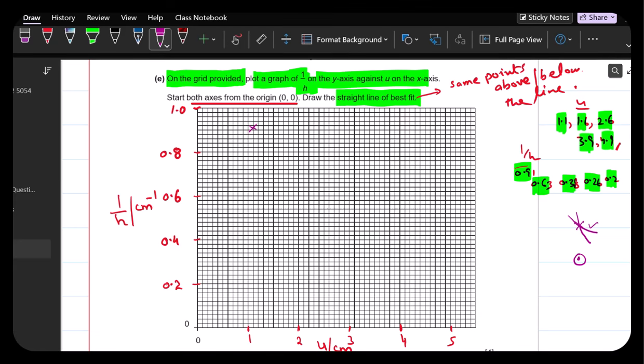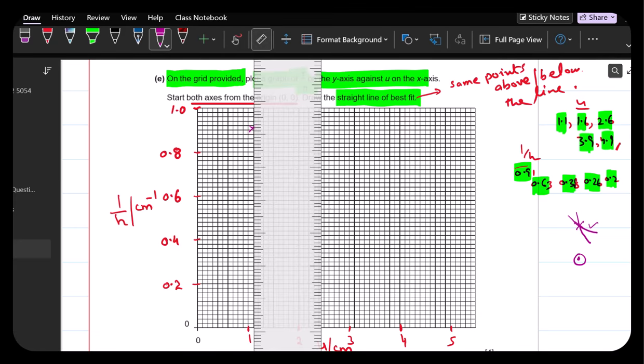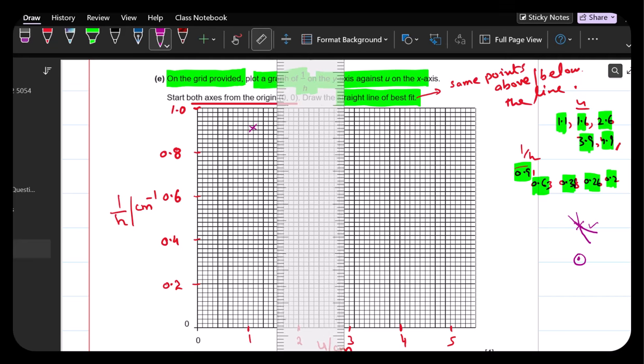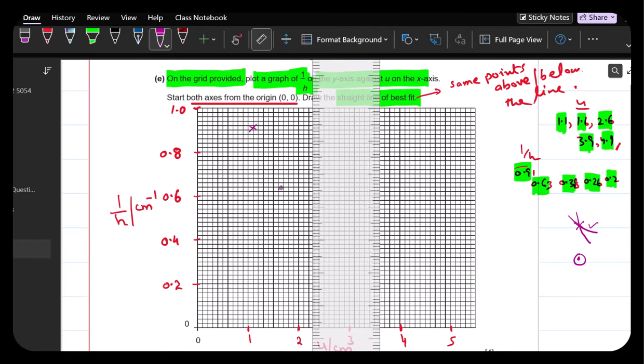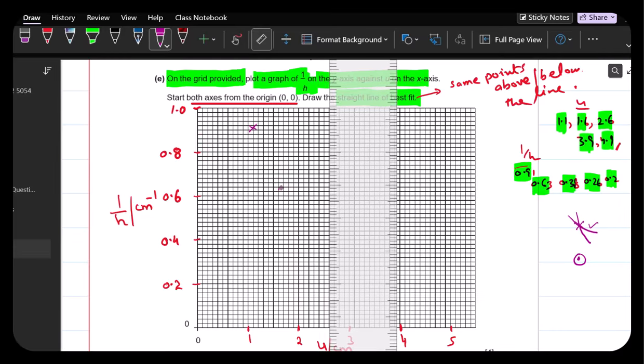So now we have 1.6. On 1.6, I am having the value 0.63. So here I'm having 1.6 and 0.63. So the point is somewhere here. This is 2 and somewhere it will be here. Then I'm going to have 2.6, 2.4, 5, and 6 is here. And the value for 2.6 is 0.38. So the value is somewhere here.